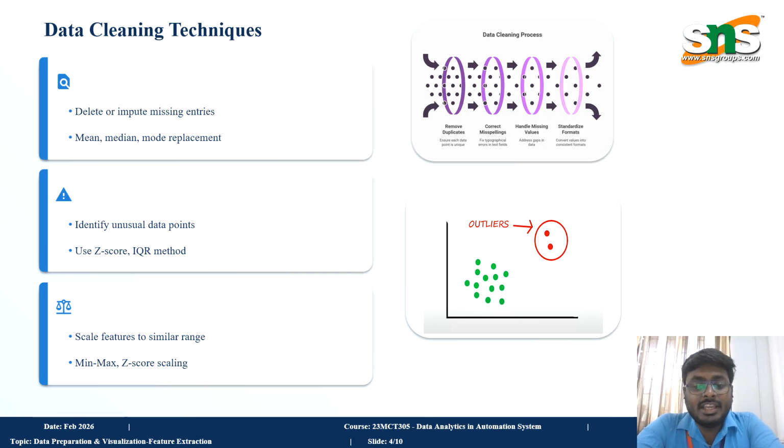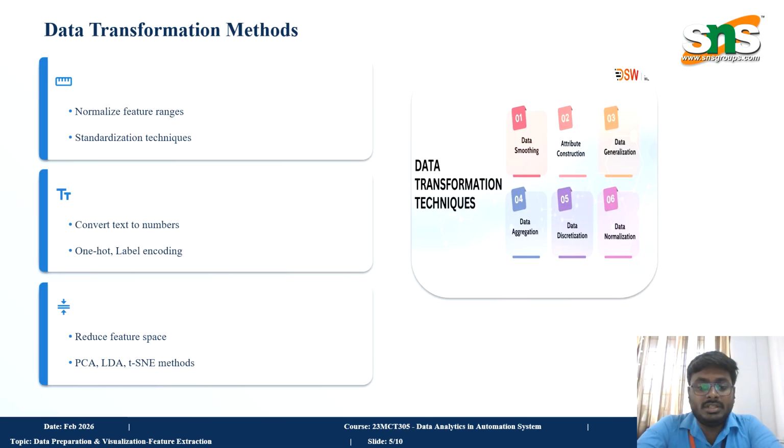Lastly, scale features to a similar range. Min-max scaling squeezes the values between 0 and 1. The z-score standardizes to a mean of 0 and standard deviation of 1. This prevents features with a larger range from dominating in models. The process diagram here illustrates cleaning from raw to standardized data. In the next step, we are going to see the data transformation methods.